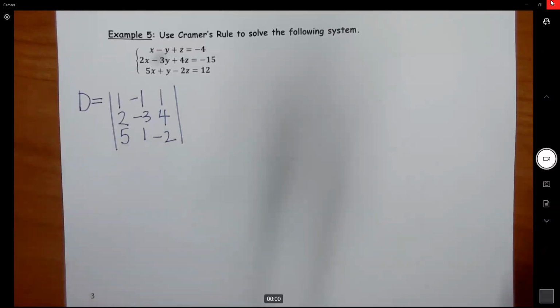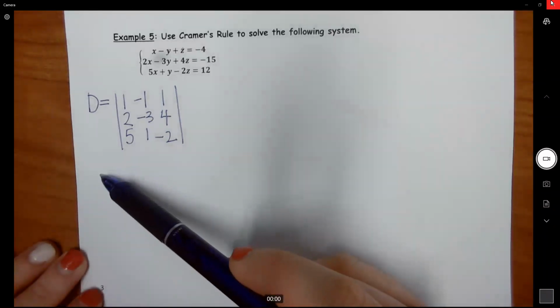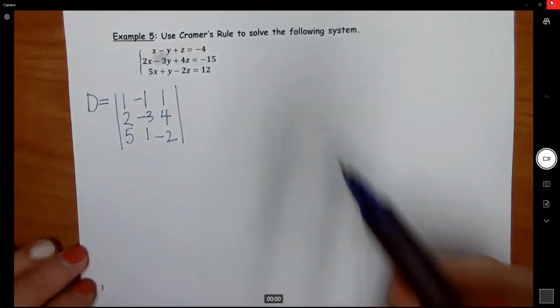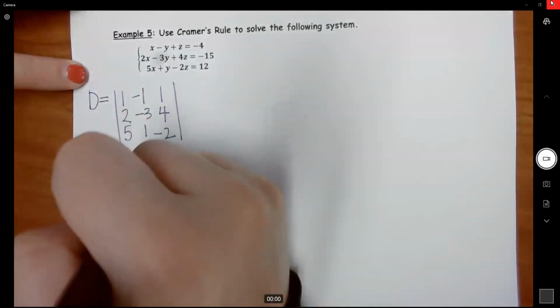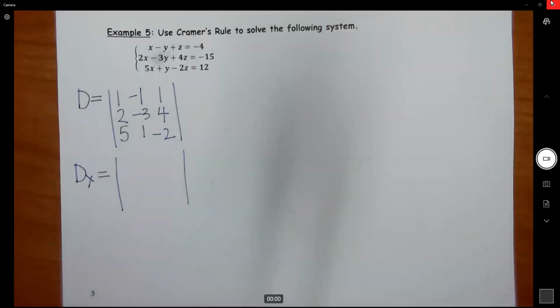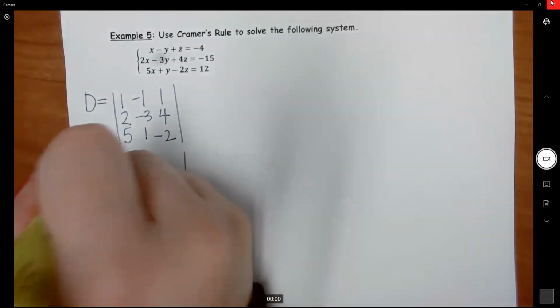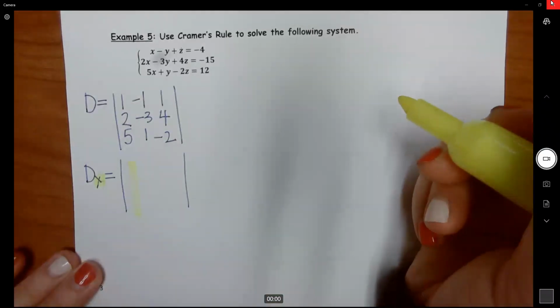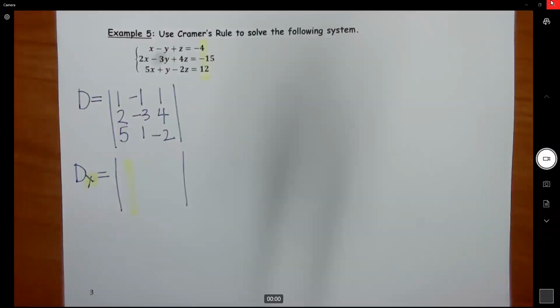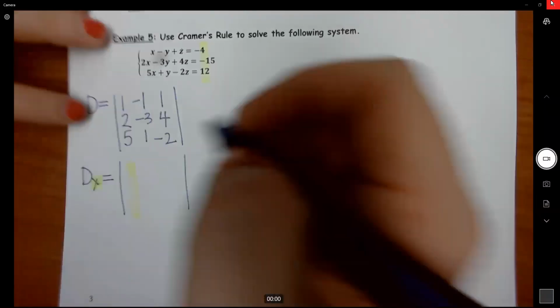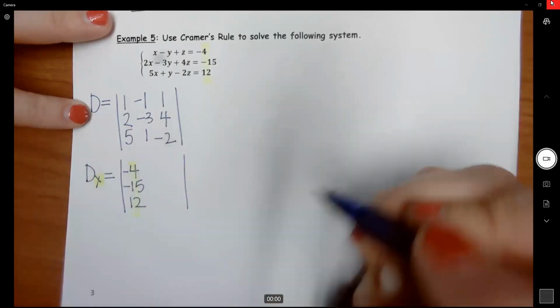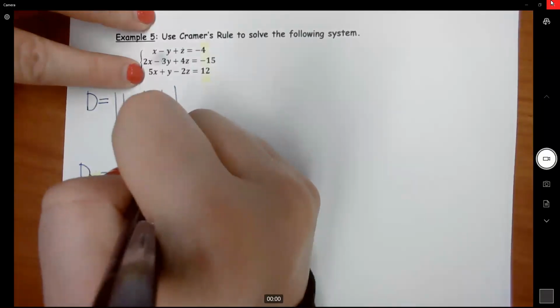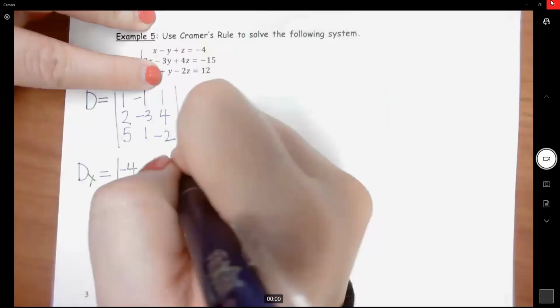Now there's actually a way to put this in our calculator, and that's what we're going to do. But before we do that, let's go ahead and just write what our determinant looks like for d sub x, y, and z. So d sub x, I am replacing this X column with what my equations equal. So this is 4, -15, and 12. And then my Y column stays the same. And my Z column stays the same.